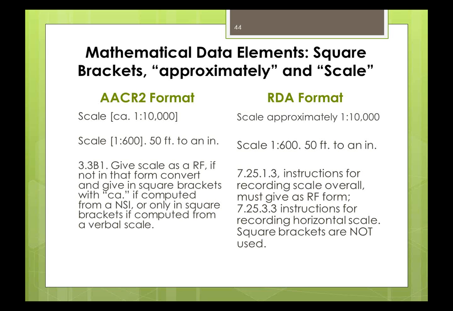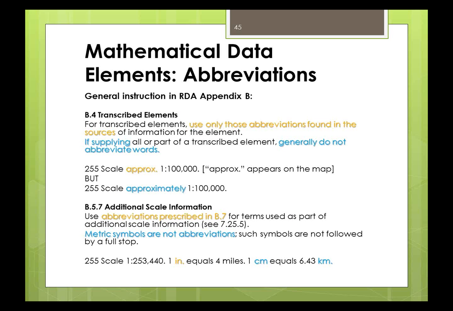One other bit of information that is not a change, except that in AACR2 there is an explicit instruction in Rule 3.3b1, while in RDA it is implied. That is, we continue to begin the scale statement with the word scale to indicate to our patrons what the data is about. Finally, here is a slide to show further how abbreviations are used with transcribed elements in the 255 field at the top and as part of the additional scale information area at the bottom.